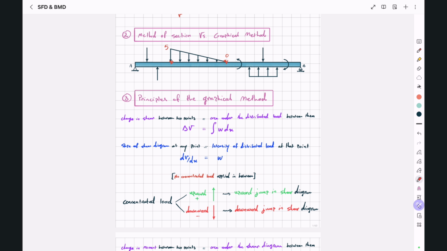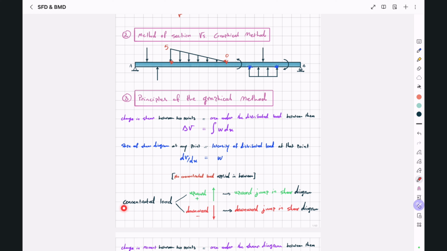or the derivative of V with respect to x will be equal to w. Now, the very important thing here is we can't use these 2 principles at points where we have a concentrated load. So, for example, we have a distributed load here between these 2 points, but we can't say that the change in shear force between these 2 points is equal to the area under this distributed load, because we have this concentrated load somewhere in the middle.